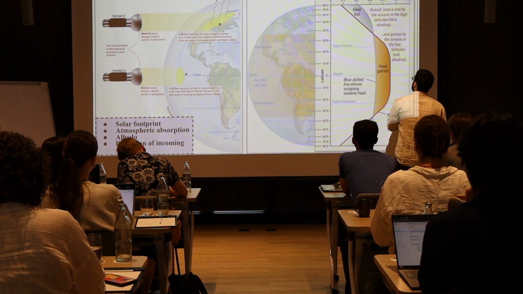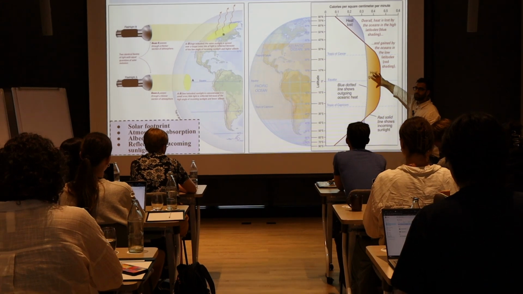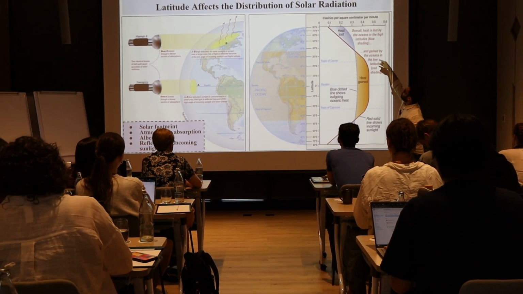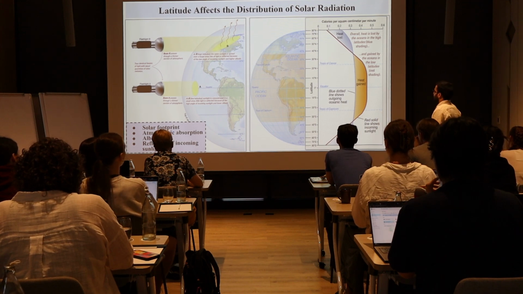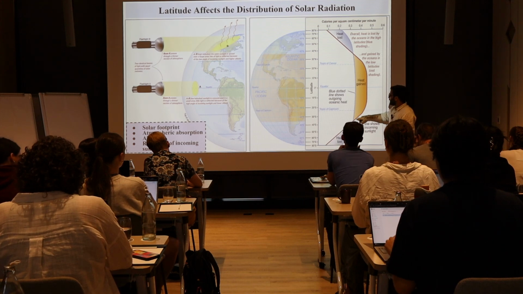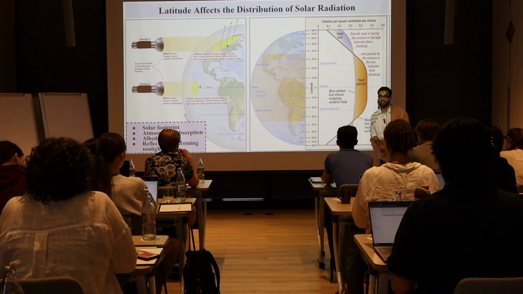Because of all these reasons, we see that the tropical region receives a lot of heat compared to the polar regions. See here, we are gaining the heat over this location, and we are losing the heat over the polar regions.